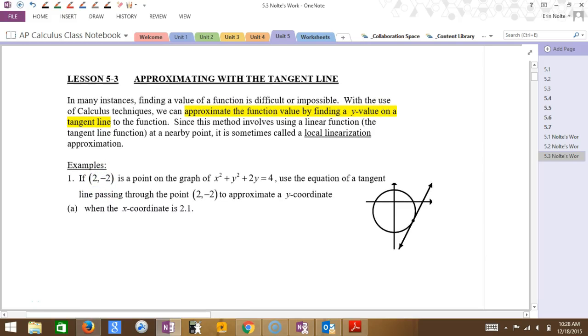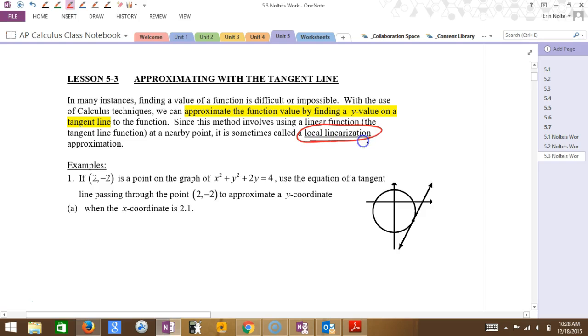All right, so 5.3, they call this approximating with the tangent line. What this really is called is local linearization. So we're using local linearization as the technique. The idea is that you're trying to estimate to the best of your ability, without using a calculator, the value of a specific function at a not so nice point using a very nice point that's very, very, very close by.